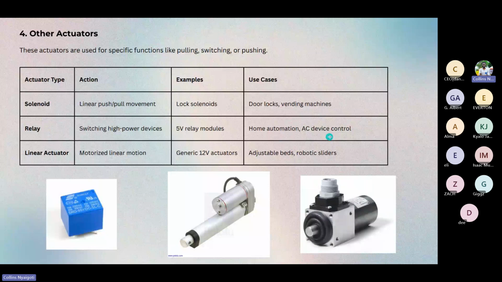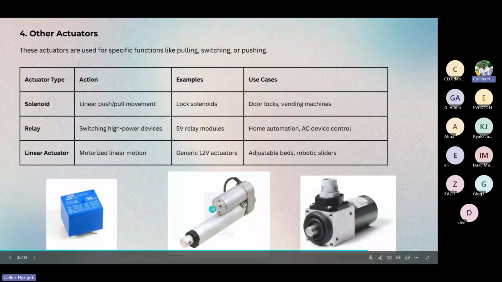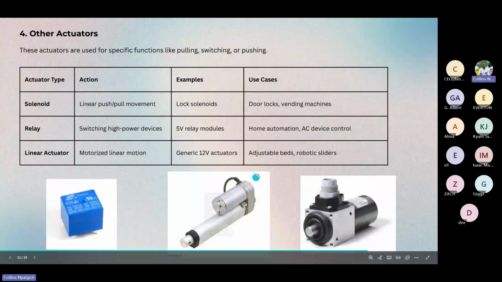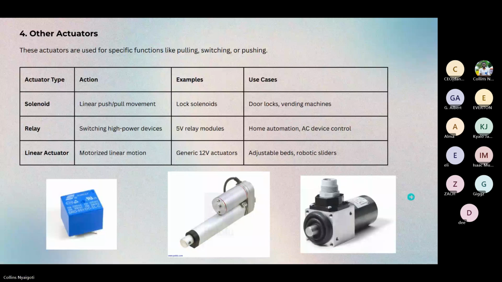The linear actuators, these ones here. In robotics or in industry, these are things that you will see a lot. They're used for motorized linear motions. An example is the generic 12 volt actuator. The majority of them look like this. They're used for adjustable beds and robotic sliders. I believe those are all the actuators.